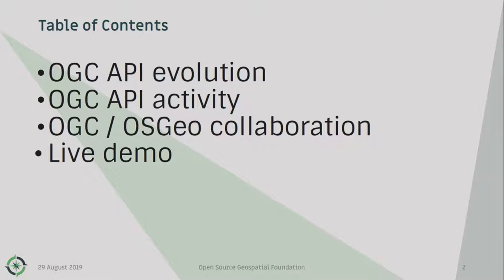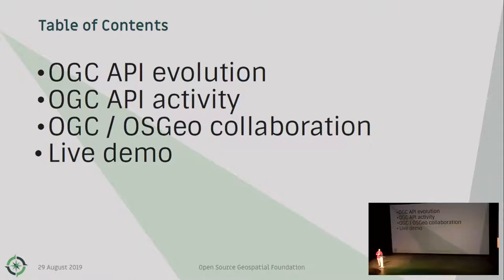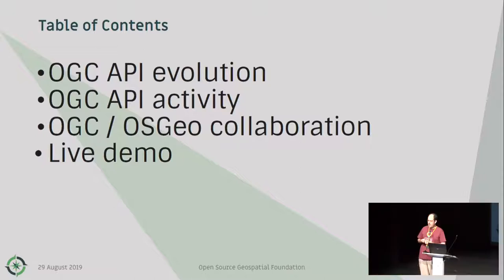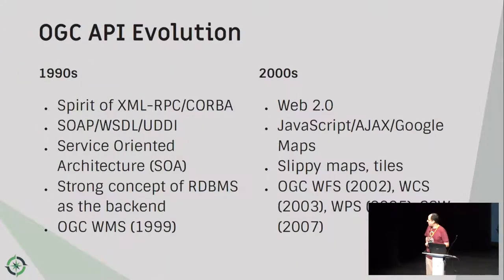This is a short overview of our presentation. We are going to talk about how the OGC evolved in terms of APIs, and we are going to describe the current activity on the OGC API front. Then we are going to talk about the collaboration between OGC and OSGeo, and if we have time at the end, we will give you a short demo of what our projects can do. So please, Tom, take over.